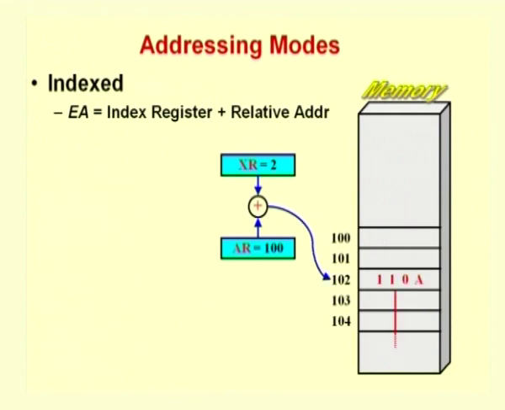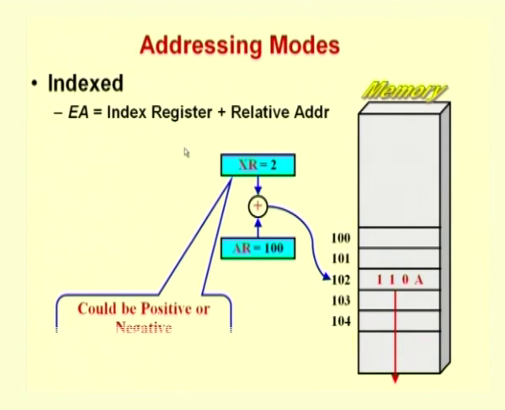Here again we do something similar to what we did in relative. The only thing here is we have this index register, let us say it has a value 2, and then I have a relative address specified in another register, let us say which has a value 100. Both these values are added, so I get 102 as my effective address. 102 is what I will look at to find out what my data is. My data specified here is 110A, so 110A will be the data that is taken out when I use this kind of addressing mode.